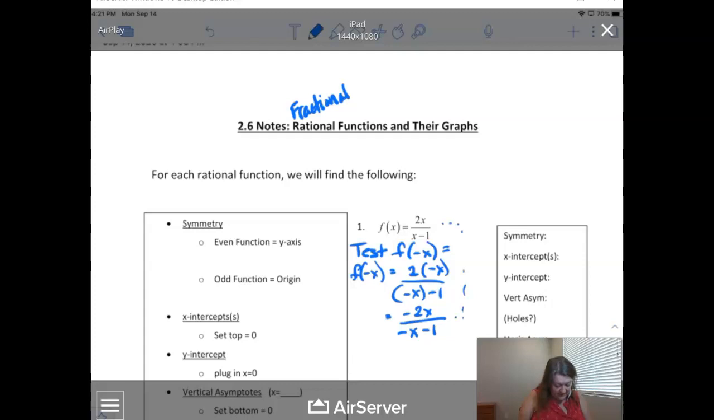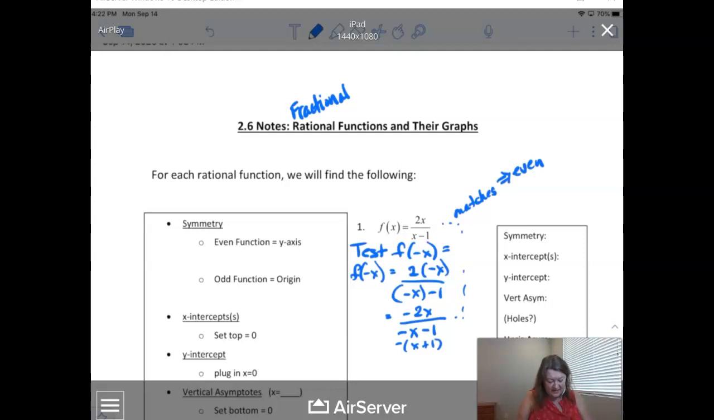Okay, first check is, does it match the first one? Remember that you might have to multiply the top and bottom through by a -1 over -1 or factor a negative out to see if it matches. But if I factor out a negative on the top, on the bottom it would be negative x plus 1, and then that won't match the top one. So the first check is, does it match the original? If it matches the original, it's even.